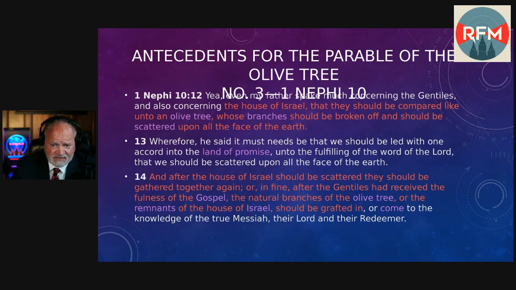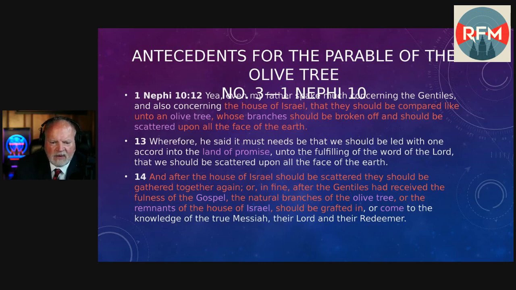Wherefore he said, it must needs be, Lehi said, it must needs be that we should be led with one accord into the land of promise, unto the fulfilling of the word of the Lord, that we should be scattered upon all the face of the earth. And after the house of Israel should be scattered, they should be gathered together again. Or in fine, after the Gentiles had received the fullness of the gospel, the natural branches of the olive tree, or the remnants of the house of Israel, should be grafted in, or come to the knowledge of the true Messiah, their Lord and their Redeemer.